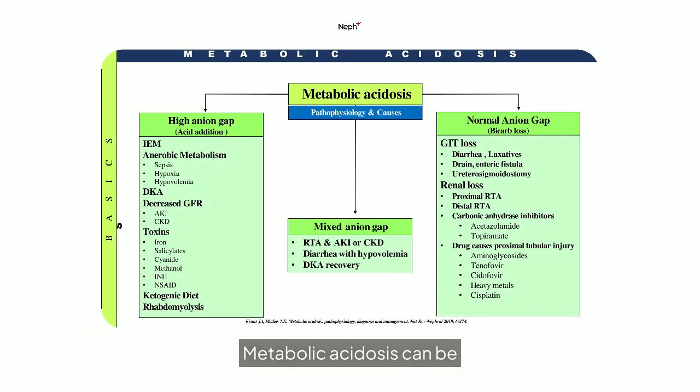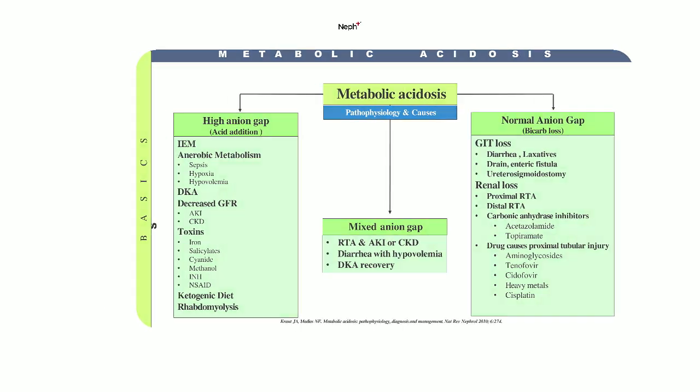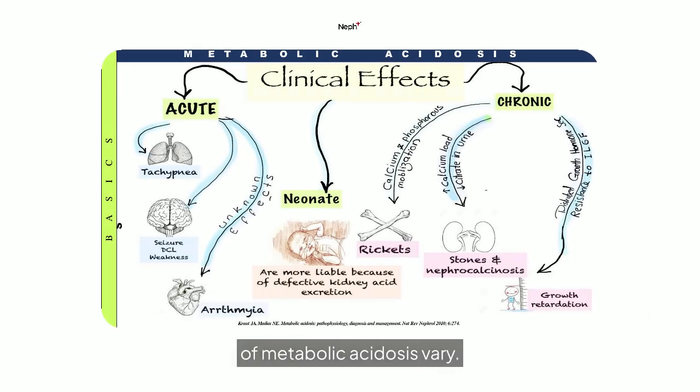Metabolic acidosis can be classified by anion gap. High anion gap indicates acid addition, while normal anion gap suggests bicarbonate loss. Understanding these classifications helps identify underlying causes and guide treatment. Clinical effects of metabolic acidosis vary. Acute cases may cause tachypnea and arrhythmias, while chronic conditions can lead to growth retardation and nephrocalcinosis. Recognizing these effects is crucial for timely intervention.